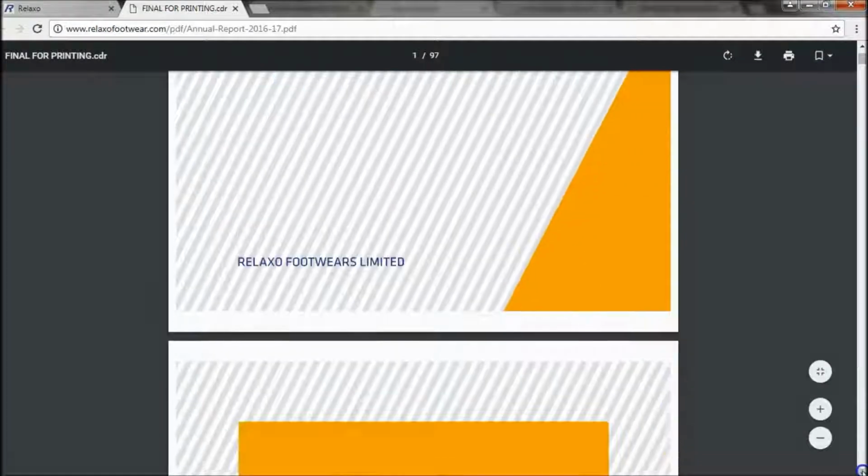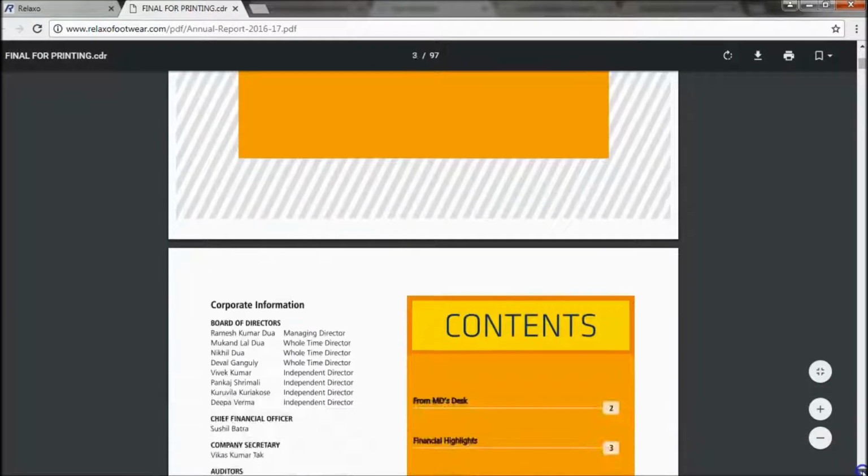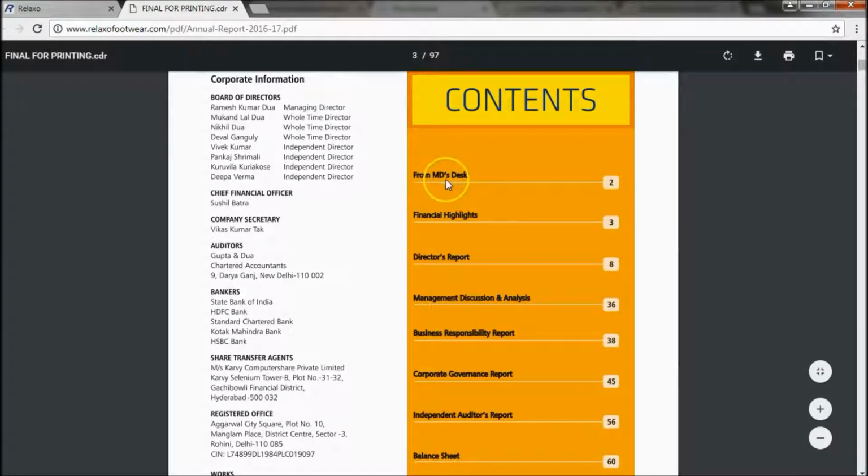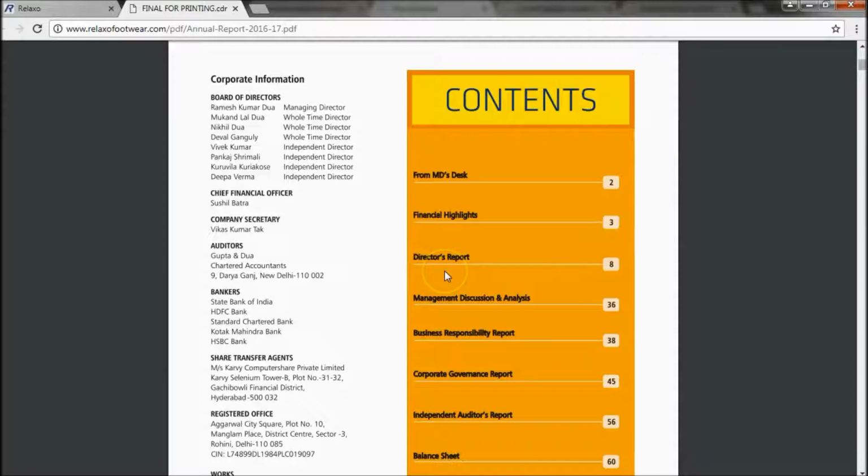If you go to see the contents, it will include the managing director's desk, that will talk about the views and insights of the managing director, the financial highlights of the company, and the director's report, where the director will talk about the financial performance, which will include revenues, profits, and non-financial performance, that will talk about the market share increase, new developments, innovations. Management discussion and analysis will include the discussion about the general environment in which the company is functioning, the consumer behavior, opportunities, threats, risk concerns, market environment, etc.